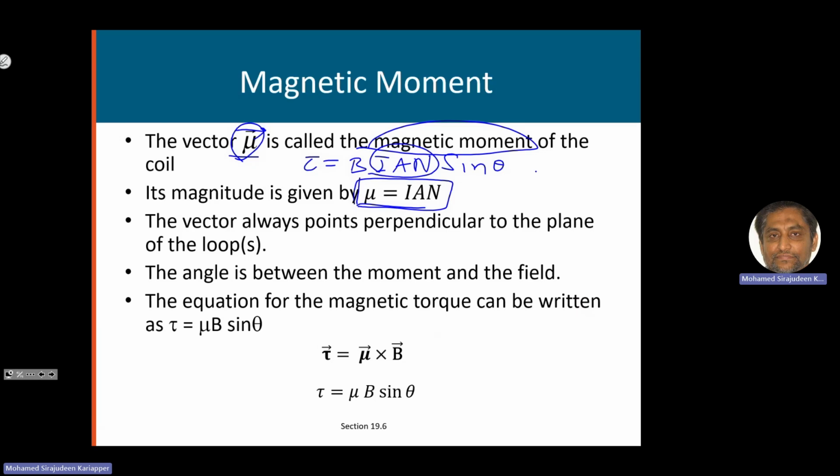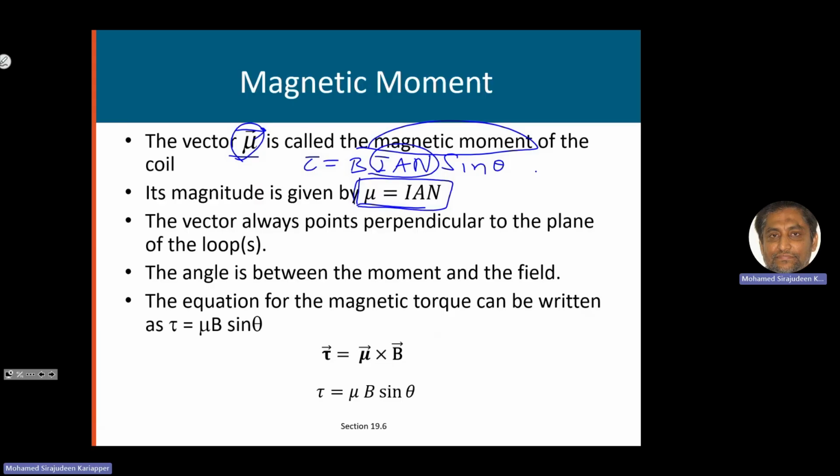Now you may ask, perpendicular to this plane, is it up perpendicular or down perpendicular? Both are perpendicular, so there are two choices. If I say the direction is perpendicular to the plane of the loop, you are giving me a problem. How do I choose which one, the upward perpendicular or the other side? I have to get only one direction.